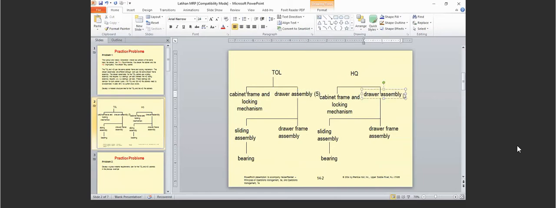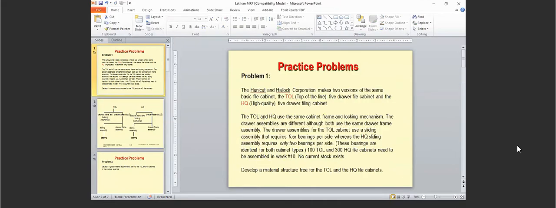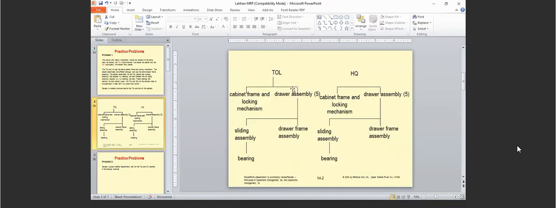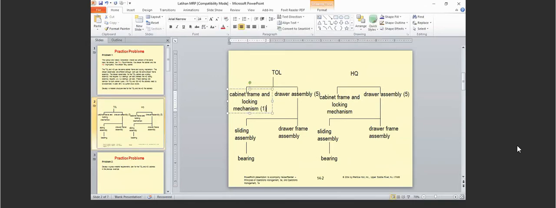So we have five here for both of the products. And also we mention here, in the second paragraph, the tool and HQ use the same cabinet frame and locking mechanism. So in this sentence, the problem didn't mention any unit usage for the component of cabinet frame and locking mechanism. So we assume that this component only uses one unit to produce in the last assembly process for tool and HQ. So we put it as one. And also we have here one, right? So the next is about drawer frame assembly and sliding assembly under the drawer assembly.